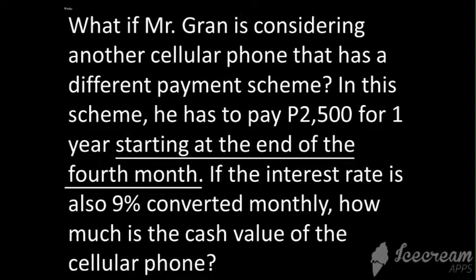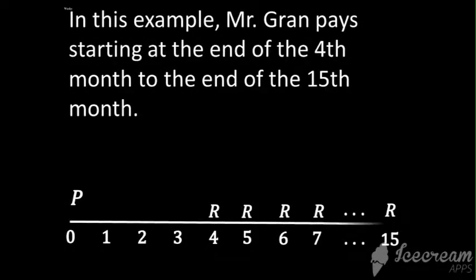Now the second payment scheme is almost similar to the first payment scheme. The only difference is that the second payment scheme will start at the end of the 4th month. Now here's the time diagram of this problem. We can see that there are 3 skip payments in this type of annuity. Since Mr. Gran will start to pay at the end of the 4th month.